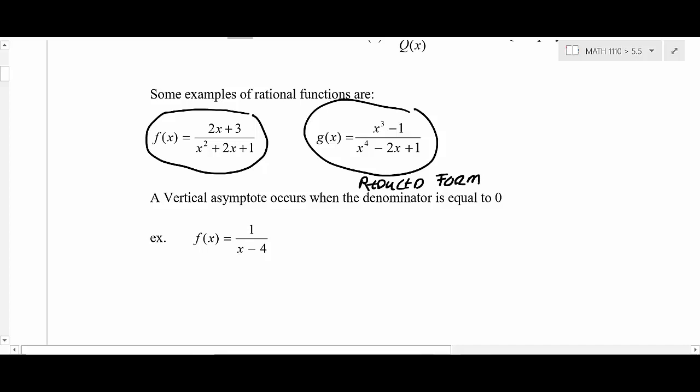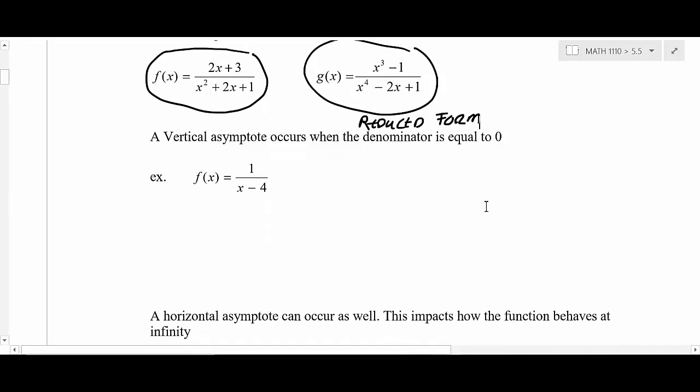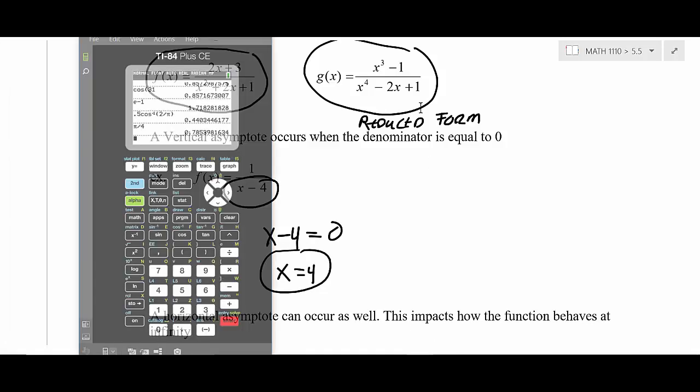Sometimes you'll have a rational expression and you want to cancel something out. We'll see a couple of examples like that, so I'll talk about that when we get to it. So a vertical asymptote occurs where the denominator is 0. A lot of times you can do that in your head, so you set the denominator equal to 0, you get x is equal to 4. Now I want to show you this.